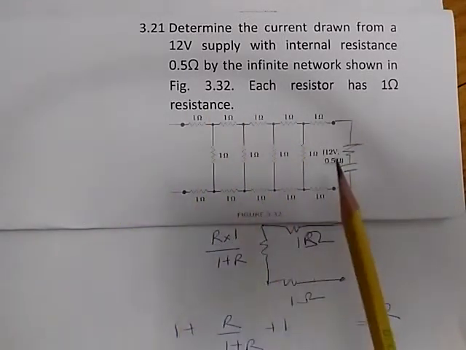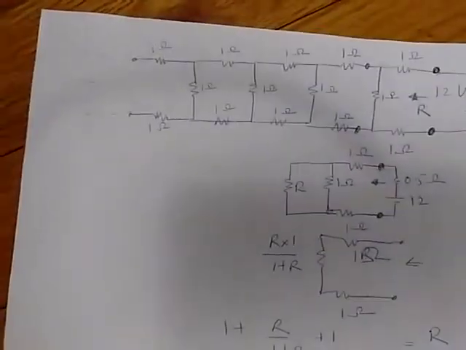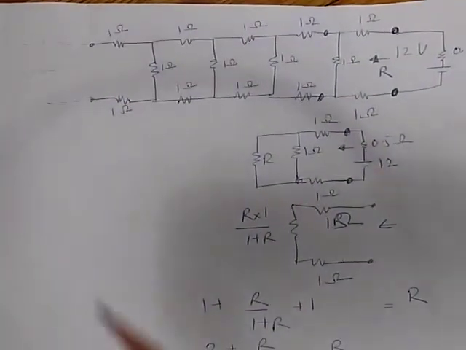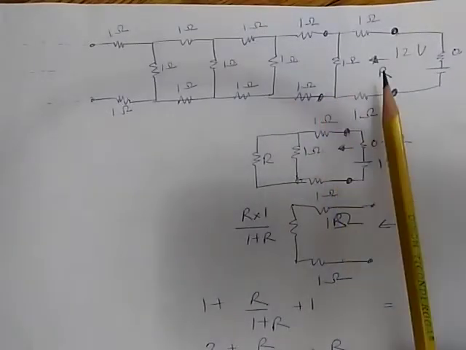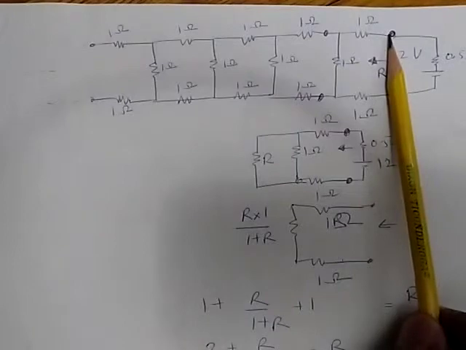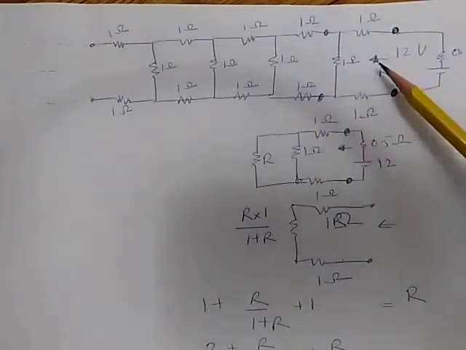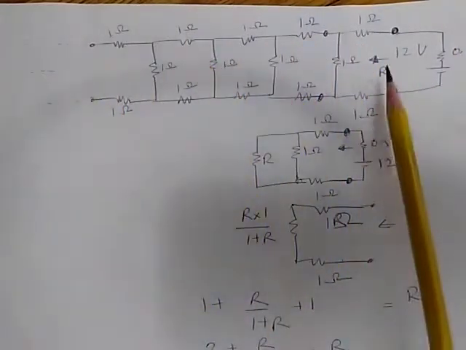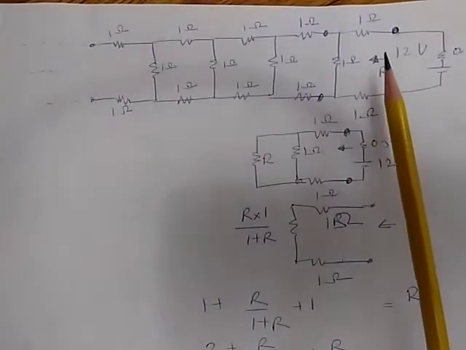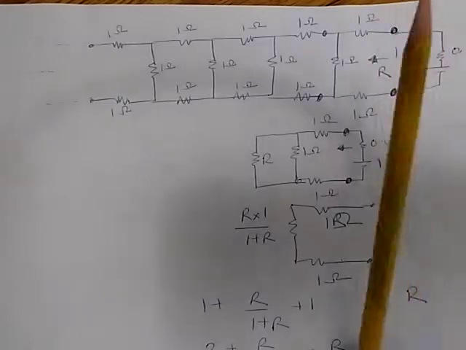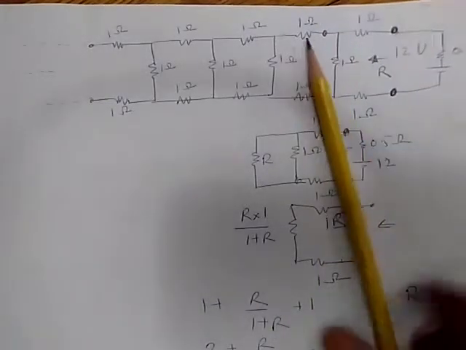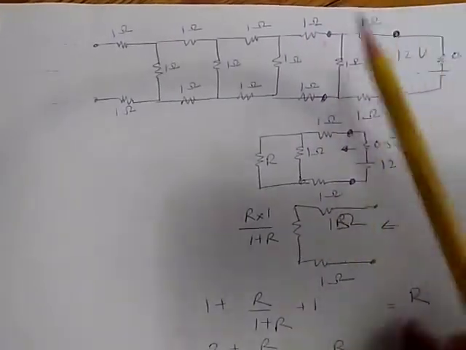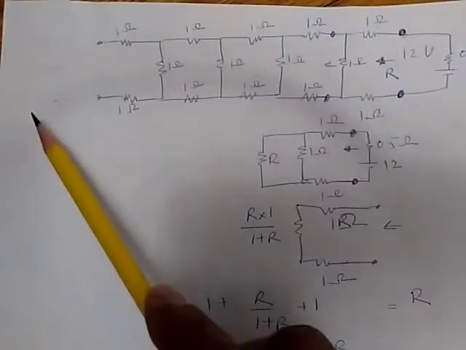To solve this problem, this is our circuit redrawn. The trick to this whole problem is that we assume that looking from these two points on this side, the equivalent resistance of this infinite circuit is R. That is the first principle. Then the second thing you need to do is cut this circuit from here and look at the resistance from these two points, removing the circuit to the right and looking at the circuit on this side.